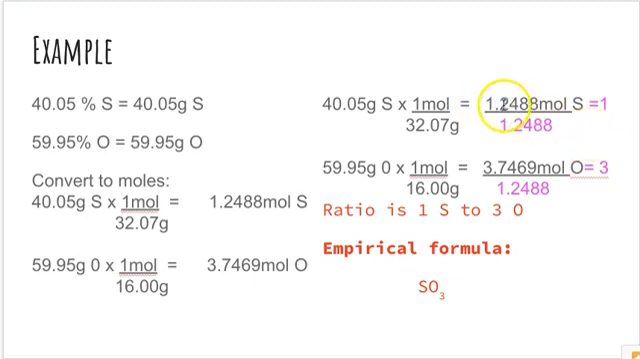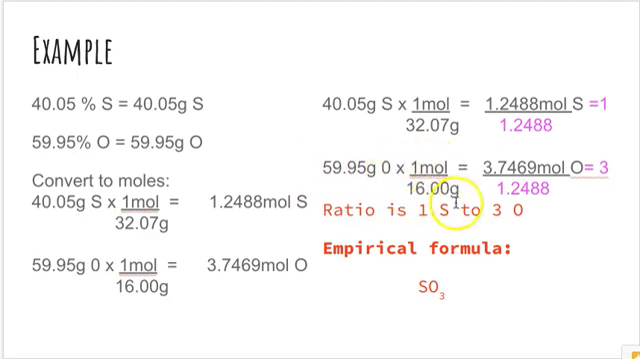Notice that I really drag out these decimals, and that's going to become super helpful later on. Significant figures here don't matter. So drag this out, I would say, to 4 decimal places to make your calculations easier. If I go down to oxygen, I'm going to do the same thing. So 59.95 grams of oxygen.